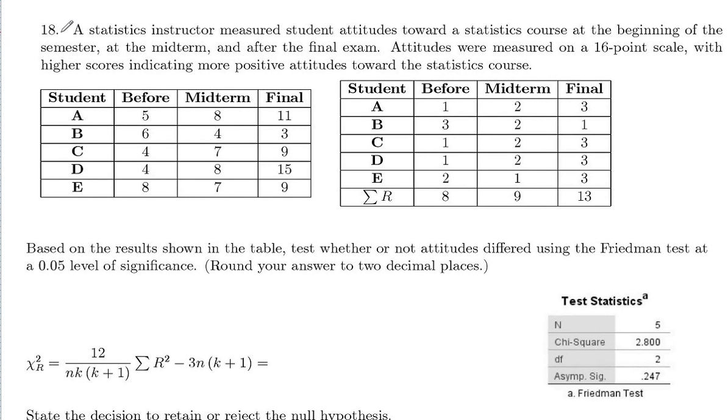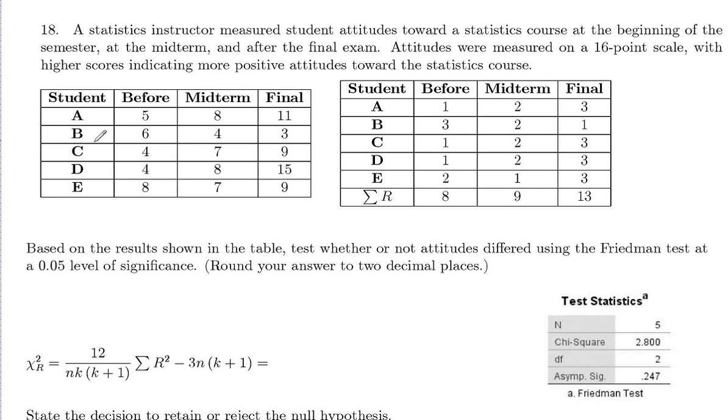We're working on WebAssign Homework 8 and problem number 18. So here we have a statistics instructor, and they measure their student attitudes towards statistics at the beginning of the course, at the midterm, and then at the final exam. So we got three measures here. And then the attitudes were measured on a 16-point scale, and higher scores were more positive towards statistics.